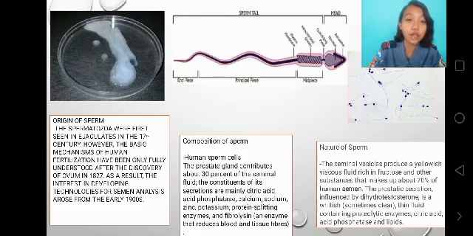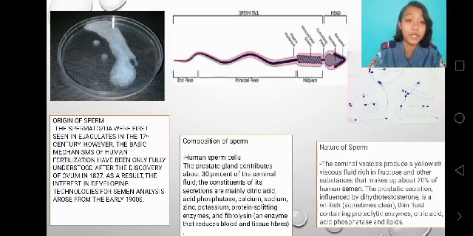So, the composition of sperm. What is the composition of sperm? In the human sperm cell, the prostate gland contributes about 30% of the seminal fluid. The constituents of its secretions are mainly citric acid, acid phosphatase, calcium, sodium, zinc, potassium, and protein-splitting enzyme and fibrinolysin. So, an enzyme that reduces blood and tissue fiber.